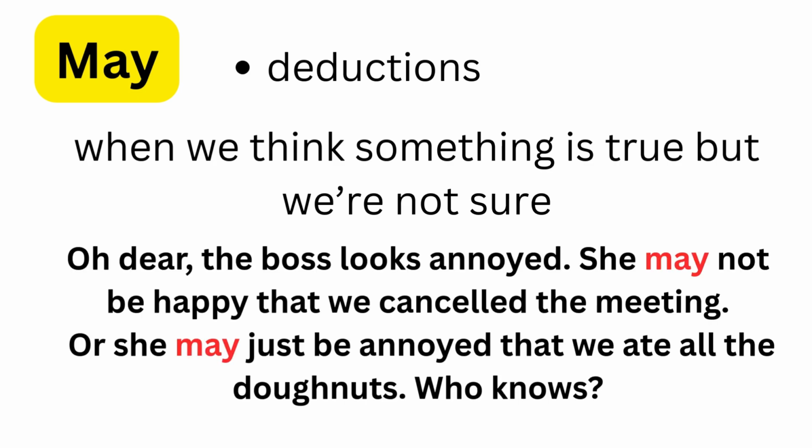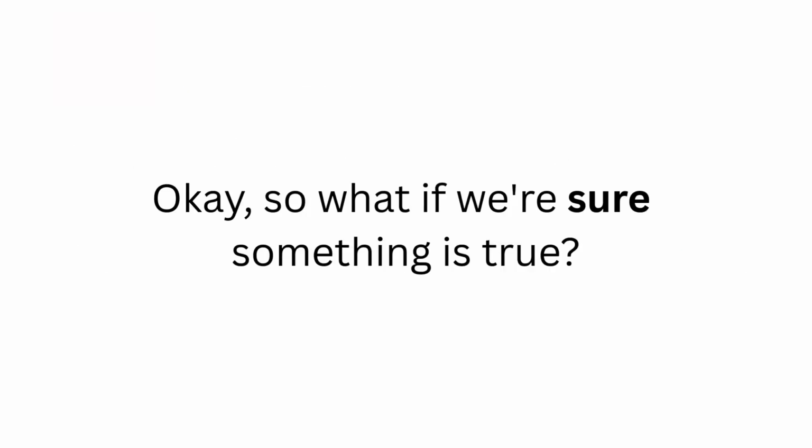For example, oh dear, the boss looks annoyed. She may not be happy that we canceled the meeting. Or she may just be annoyed that we ate all the donuts. Who knows? Just one more note, in spoken English, we tend to use might more often than may when talking about possibility. Okay, so what if we're sure something is true?